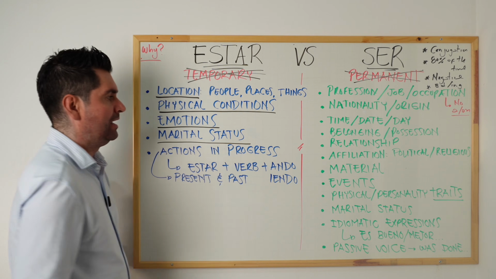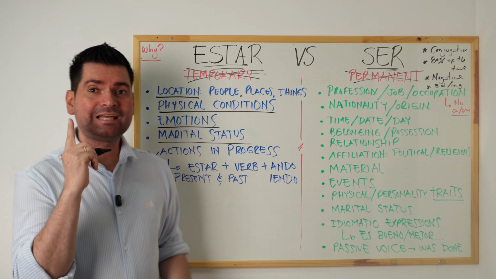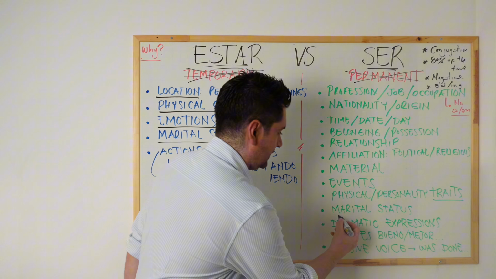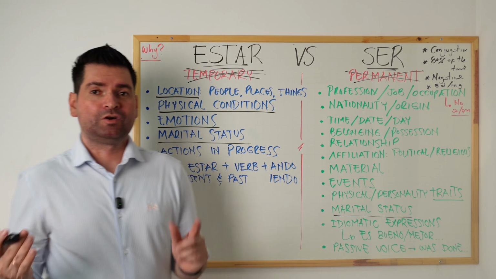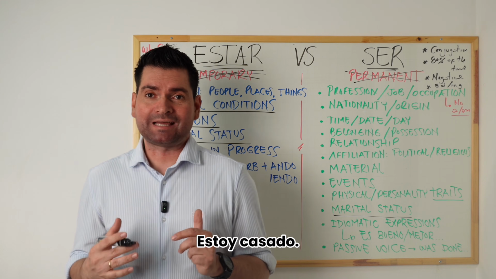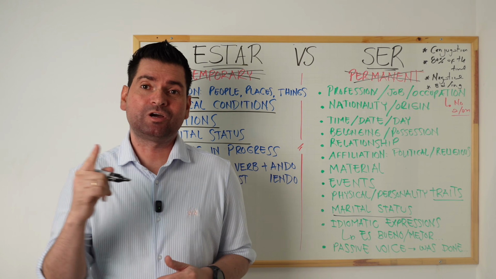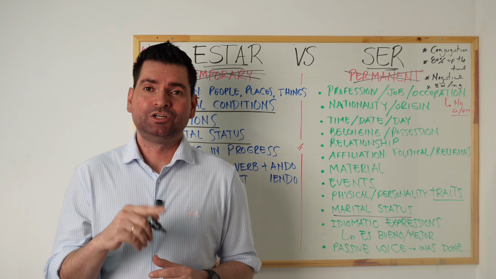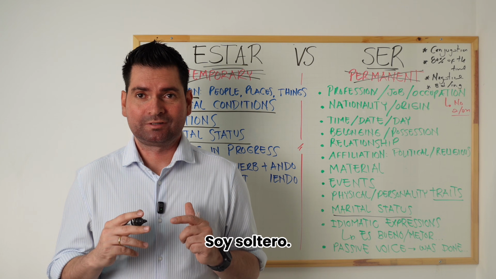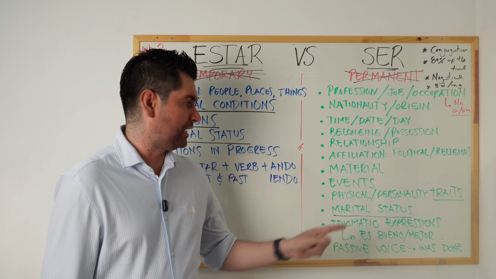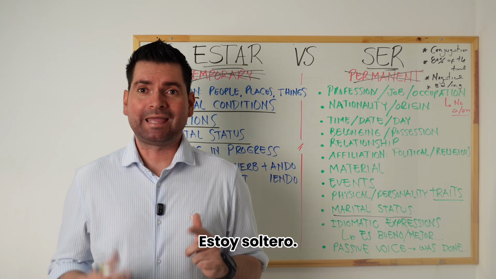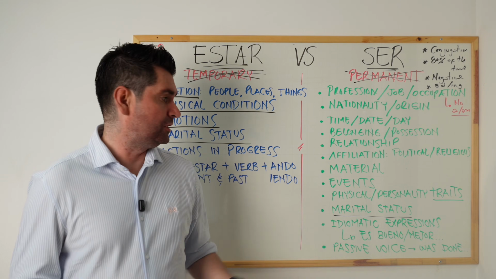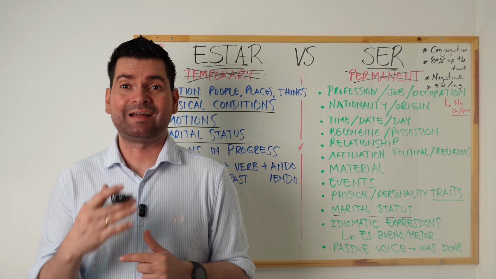Marital status. Actually, marital status is the only use that you can find in ser and in estar. It's right here. For example, you can say, estoy casado. I'm married. But you can also say, soy casado. I'm married. If a person is single, you could say, soy soltero. I am single. And you can also say, estoy soltero. I am single. If you say estoy soltero, it's a condition. But if you say soy soltero, that means that that's a characteristic.